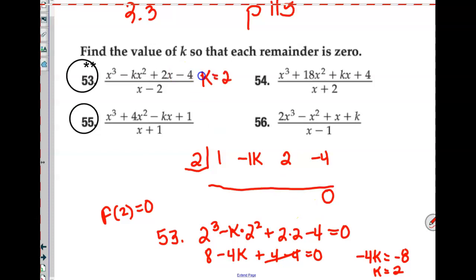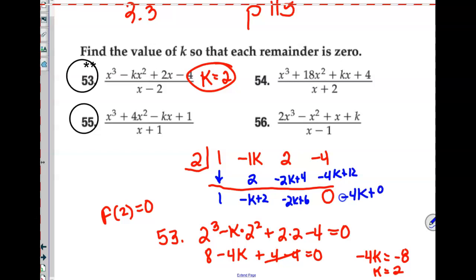So that's what they want to know. What is k? You want to see the synthetic way real fast? You would bring down the 1, multiply. Then you would have to add this. So you would get -k plus 2. Then you'd have to multiply that by 2. So you'd have -2k plus 4. Add that 2, you'd have -2k plus 6, multiply it all by 2 again, you'd have -4k plus 12, add this -4, and you'd get -4k plus 8, and then that would have to be 0, and you'd solve and you'd get 2. But I think that's a lot more complicated, because I probably would have made a mistake if I was you somewhere along the way trying to do synthetic division with a variable in it.